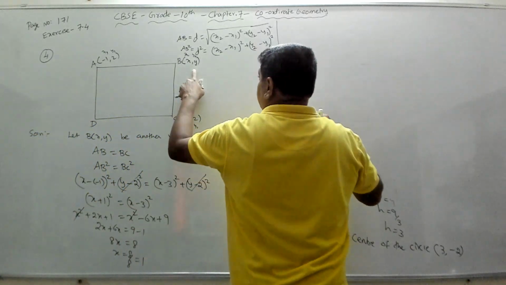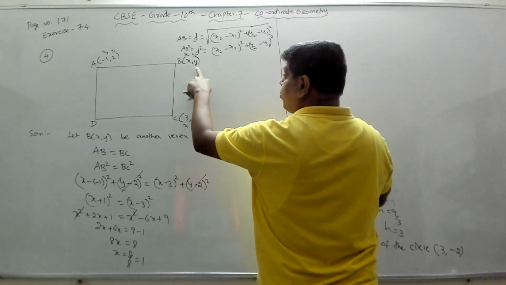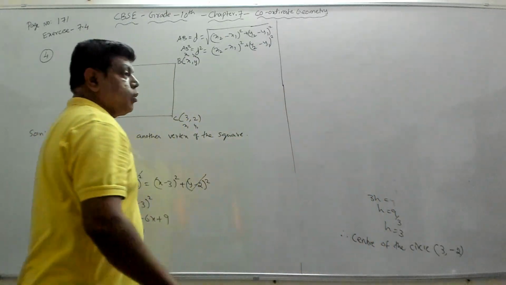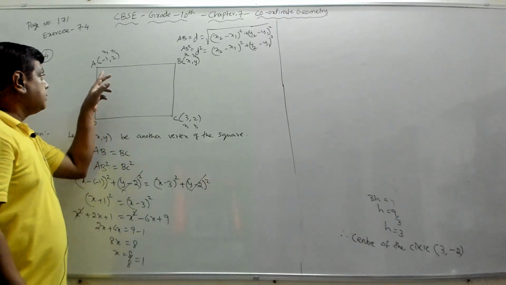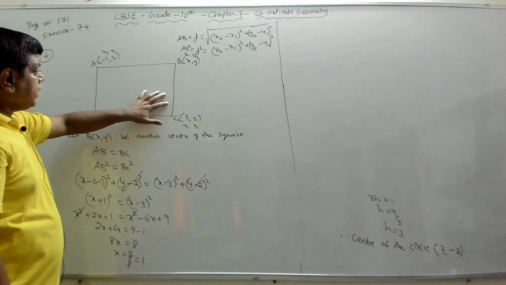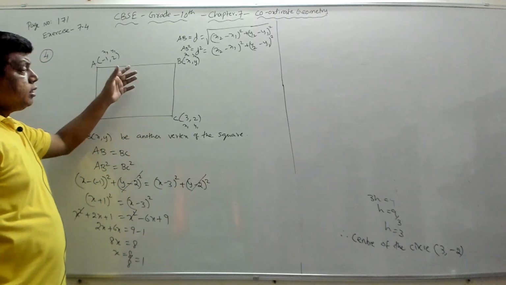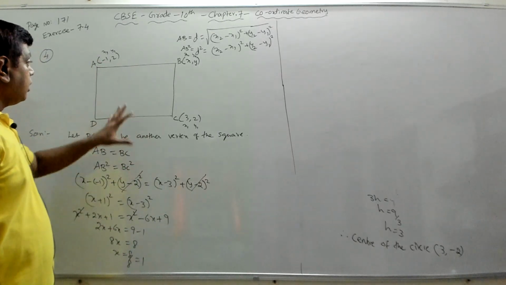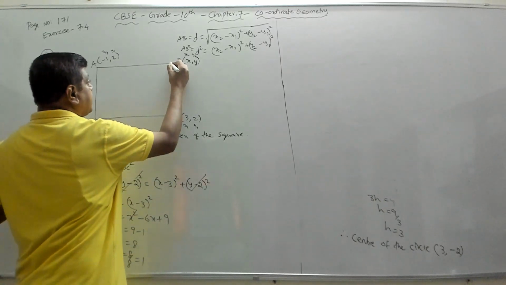So let's find y now. So we have found the x for B. We'll find the y for B now. For which we have to use another property of square. So one of the properties that we used for square is the adjacent sides are equal. So all sides are equal actually. So AB is equal to BC. We got this x. Now another property of square is each angle is 90 in a square.